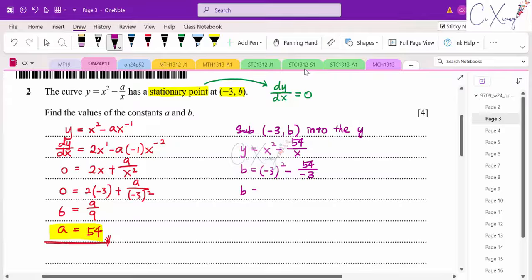Okay, so when you simplify everything here, you'll be having 9, then plus 54 divided by 3, you get 18. So from here, you successfully get b equals 27. Okay, so this is how we solve question number 2.